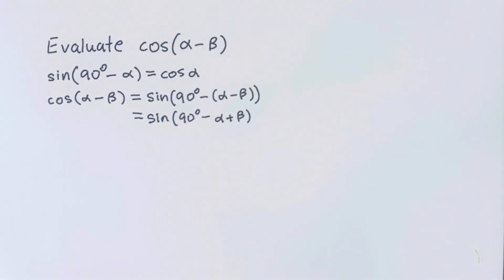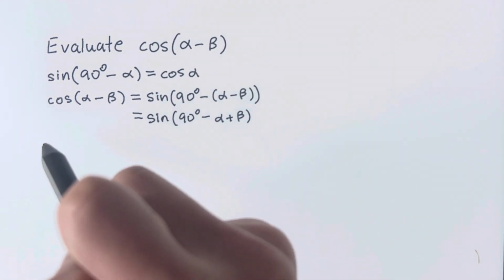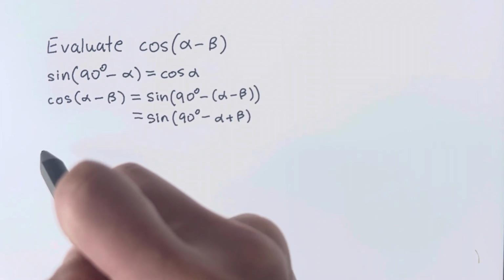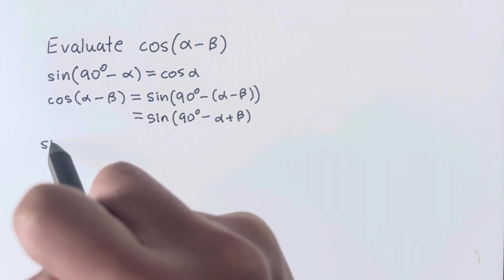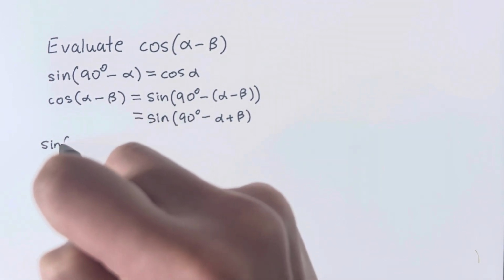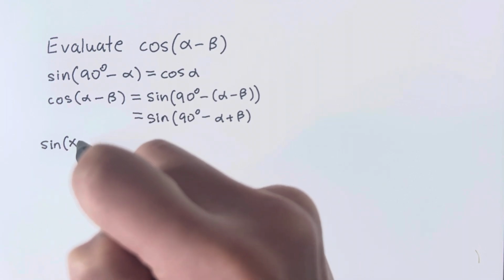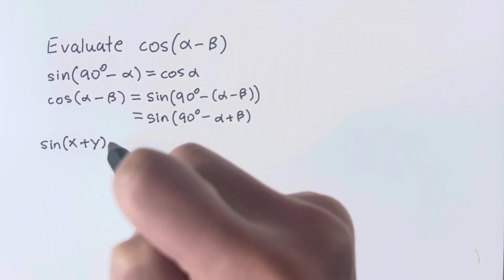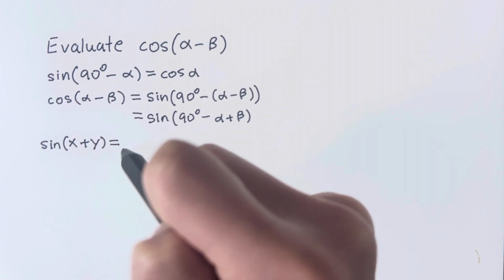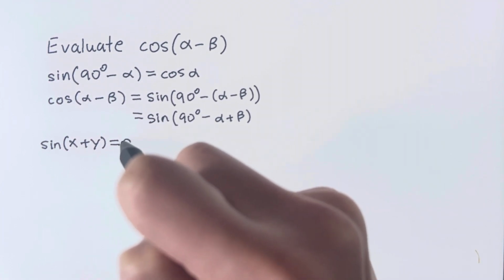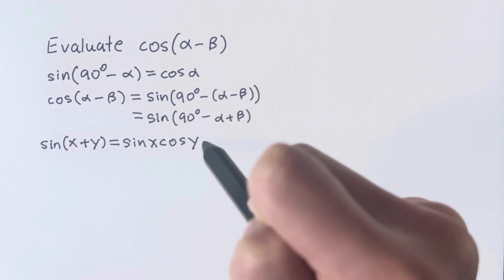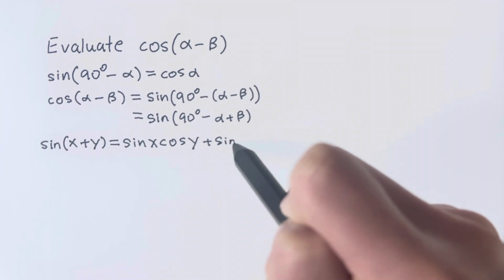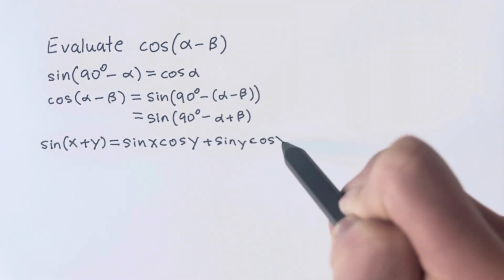And now, we can apply the identity that sine of x plus y equals to sine x cosine y plus sine y cosine x.